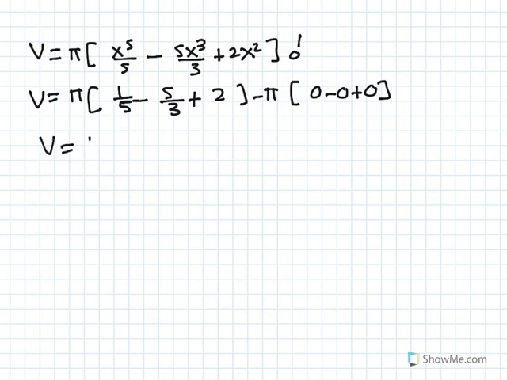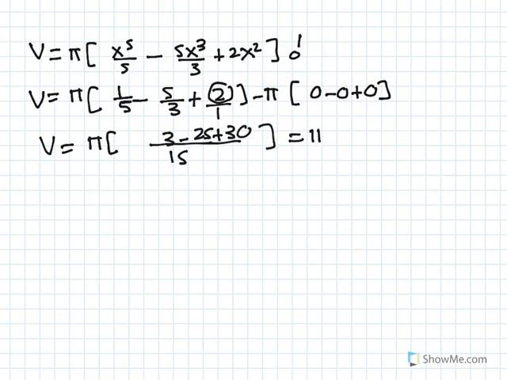So let's simplify this. Let's add up these fractions. We could take a common denominator. The common denominator is 15. 5 goes into 15 3 times, and 3 goes into 15 5 times. 5 times 5 is 25. And 1 goes into 15 15 times. 15 times 2 gives us 30. So that's going to be pi over 15. And we have 30 minus 25, that's 5, plus 3, that's 8. We get 8 pi over 15.